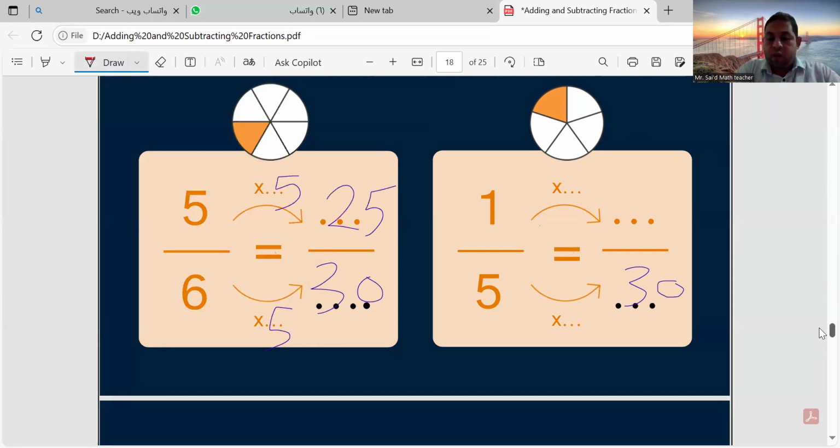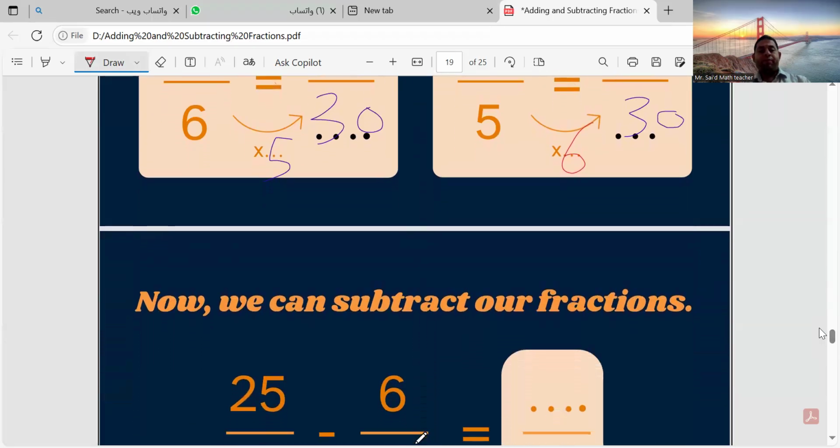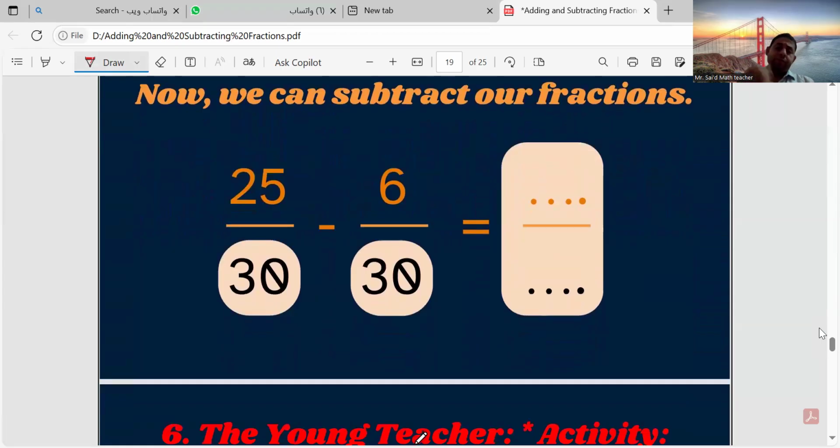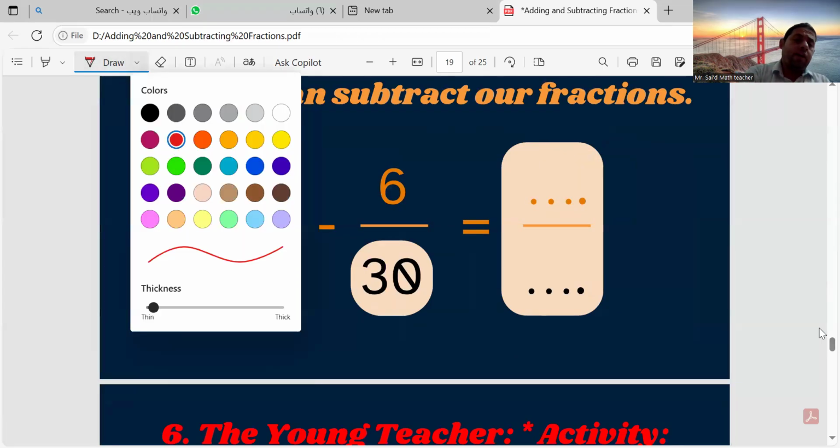What about the second one? Here we multiply 5 by 6 down and 6 up. So the second fraction will be 6 over 30. Now it's very easy to subtract them. Let's go down to see how to subtract them. Here we have 25 over 30 minus 6 over 30.